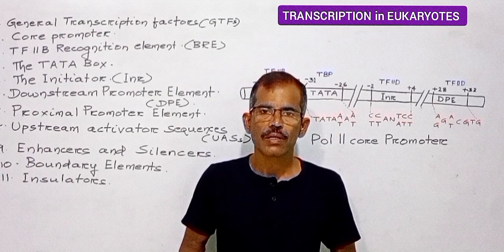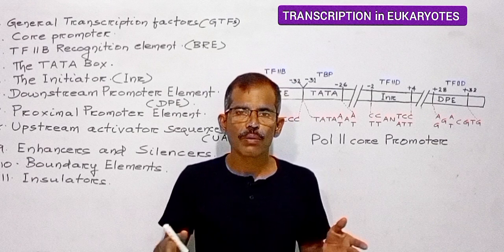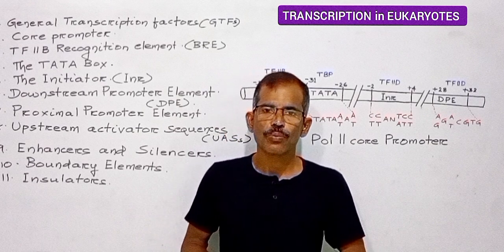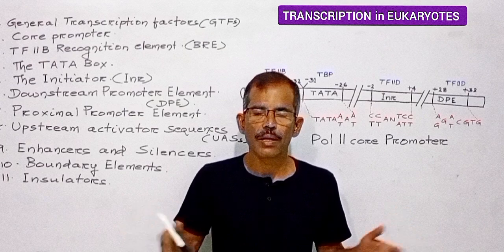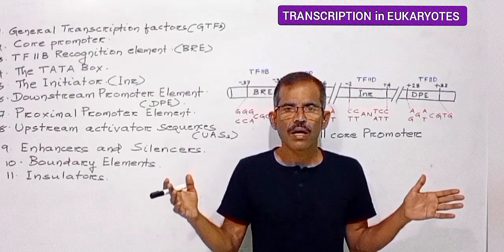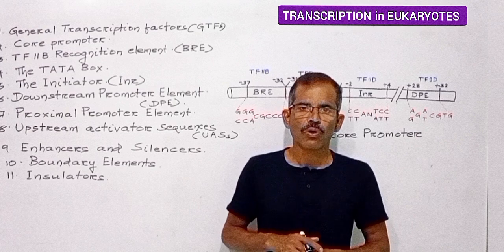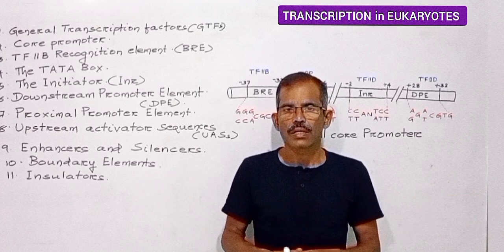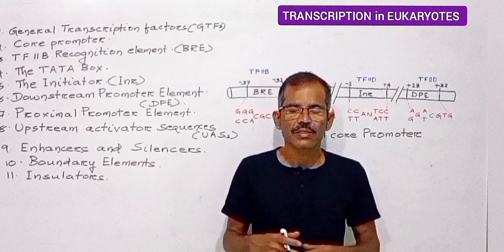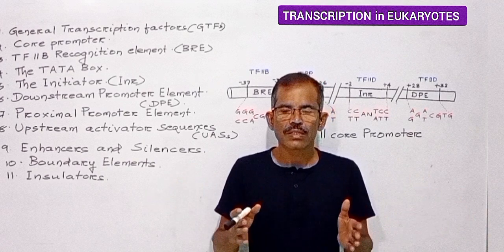Eukaryotes have three distinct nuclear RNA polymerases, each of which transcribes a different class of RNA. Like in bacteria, transcription in eukaryotes also involves a series of well-defined steps that are grouped into three stages: initiation, elongation, and termination.